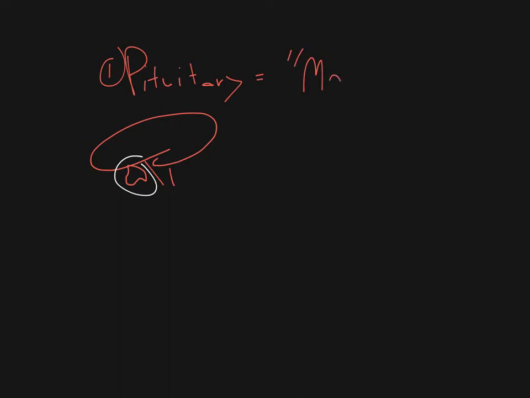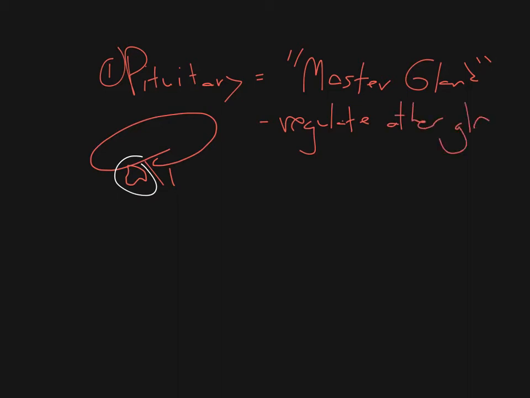So let's start with the pituitary gland. The pituitary gland, which again is found sort of on the underside or inferior side of your brain, right in here. And the pituitary gland is oftentimes referred to as the master gland because its job is to regulate other glands. So it secretes several different hormones, each of which goes out to another gland and stimulates that gland.